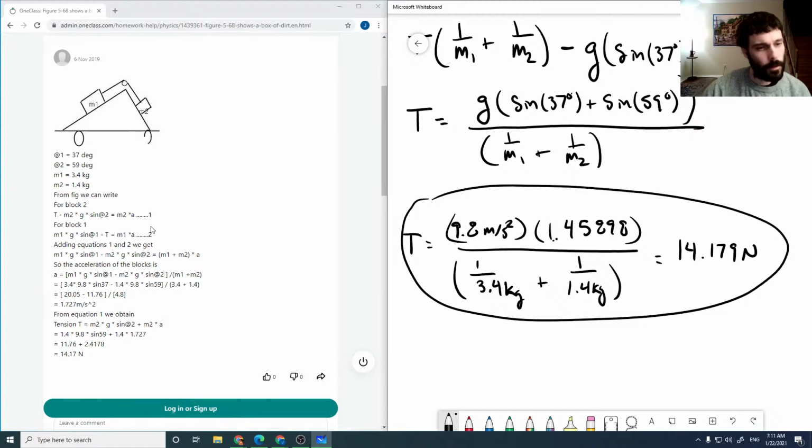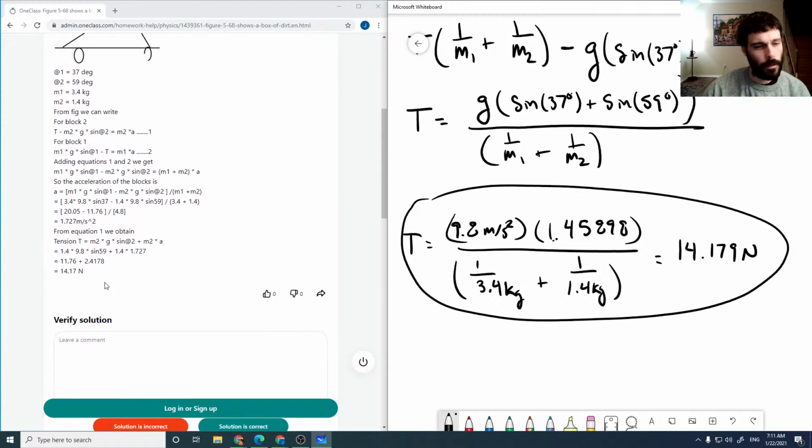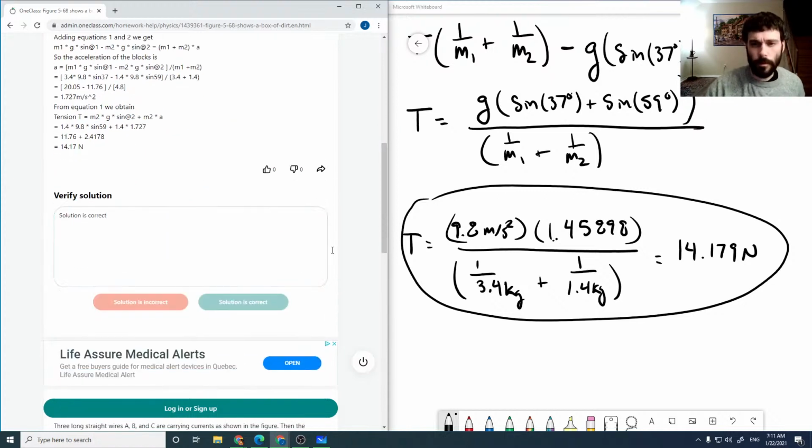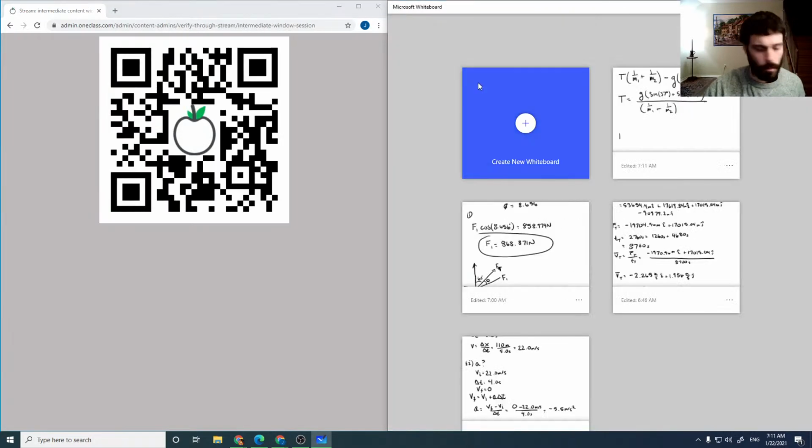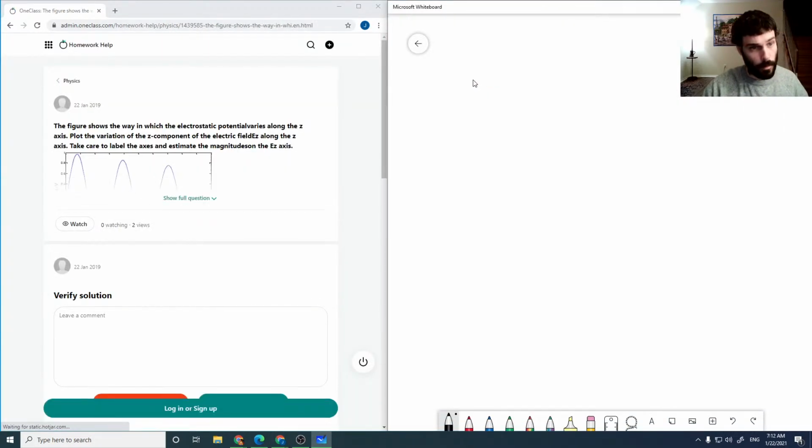And then if we check the solution here, it comes out to 14.17, so that looks good. The only difference would be in some rounding stuff, but that's okay. So there's our solution. All right.